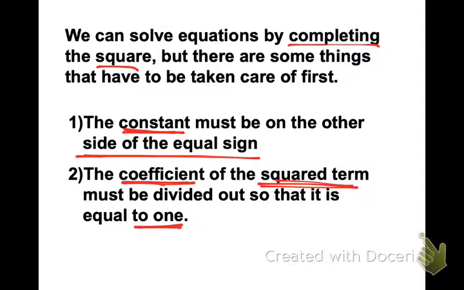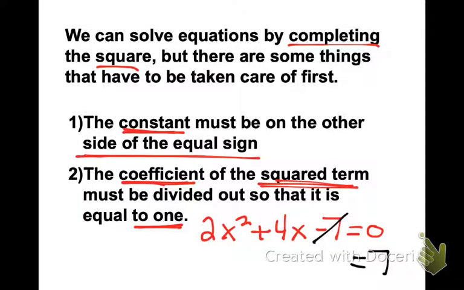So if I had something like 2x squared plus 4x minus 7 equals 0, the first thing I would need to do is make sure that the 7 is on this side. So we added 7 to both sides. And then we also have to make sure that we're dividing everything by 2 so that our leading coefficient there is going to be a 1. All right, so let's try one.